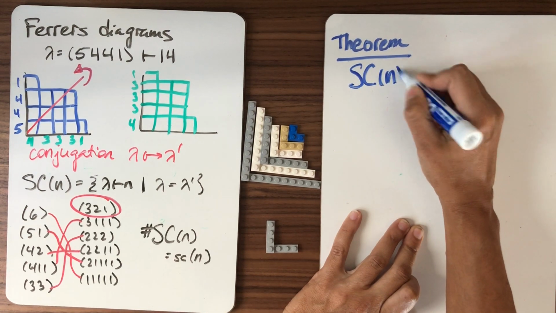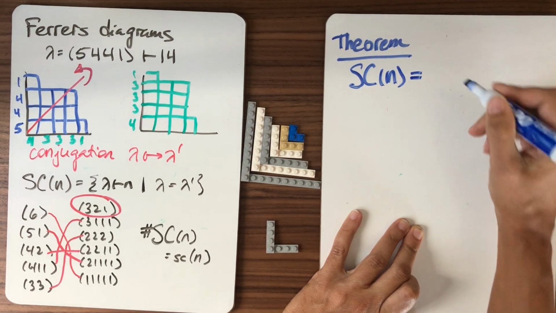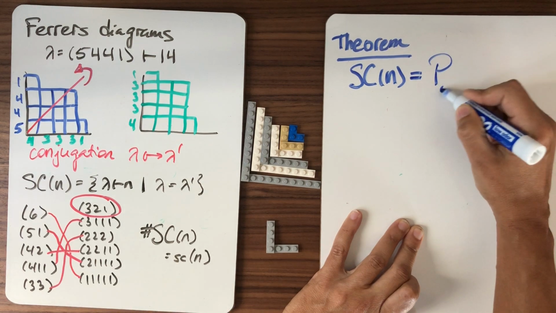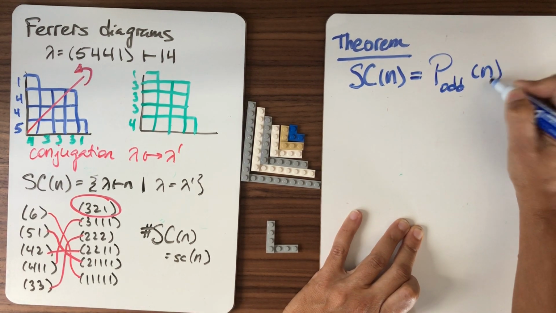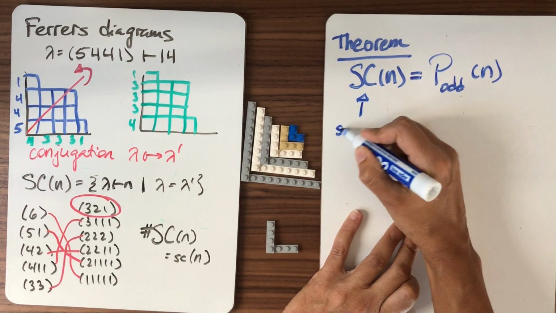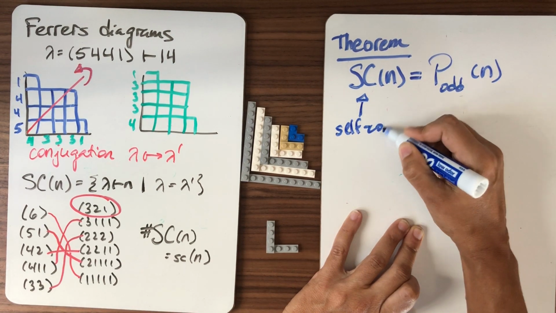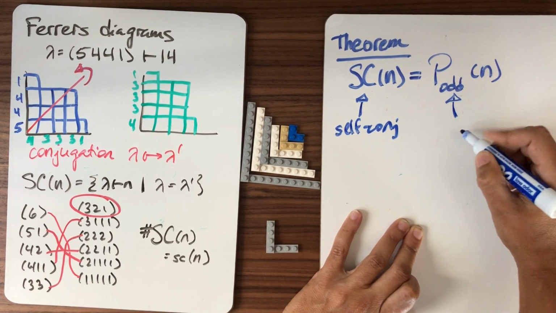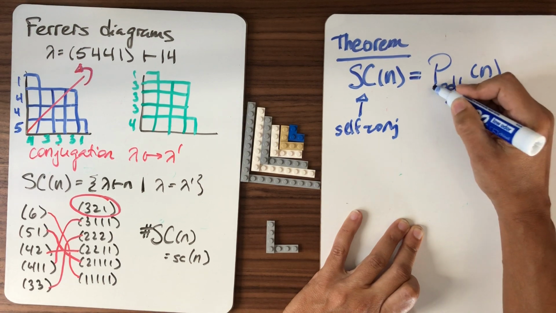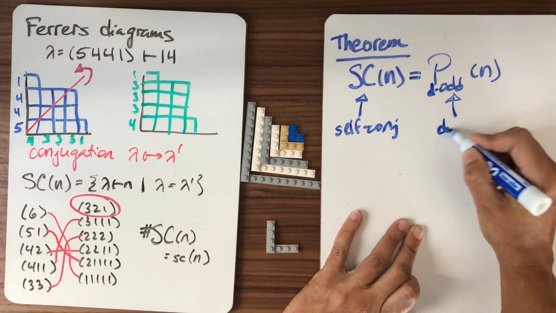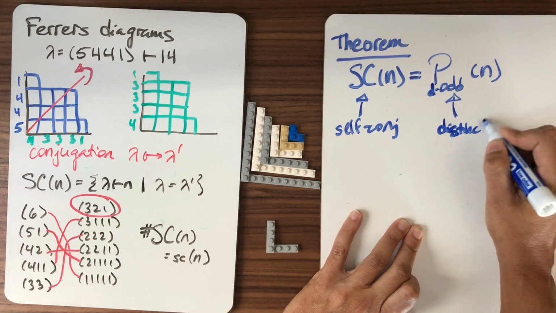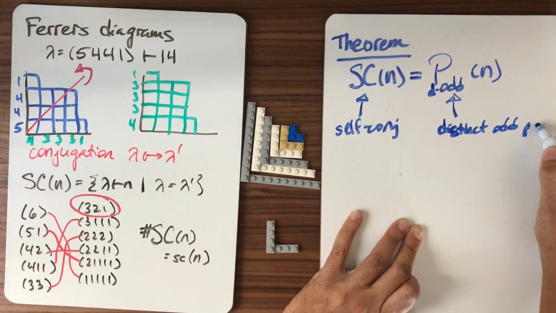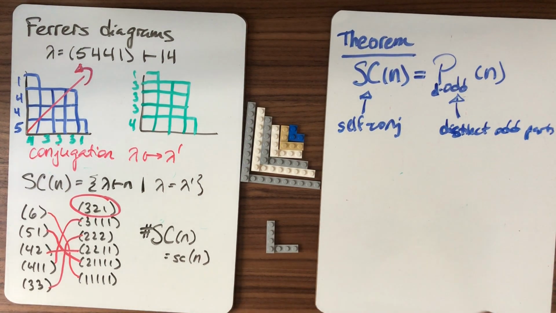SC of n is equal to P odd of n. This is self-conjugate partitions of n, and this is partitions, well, we're going to call it DOD, into distinct odd parts. Now I claim that we can actually count this one, but first let's see why these are the same.